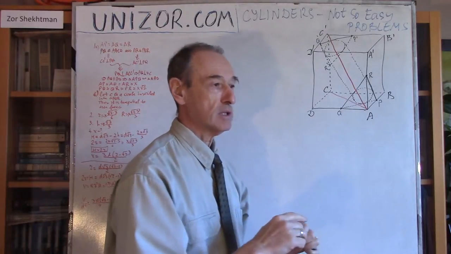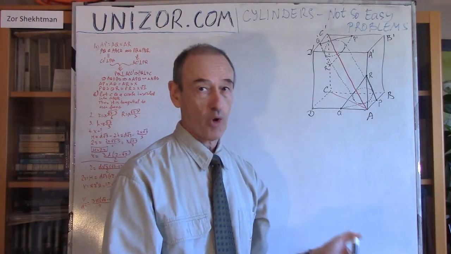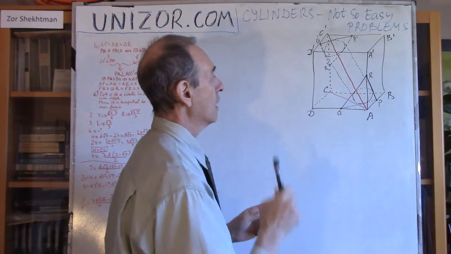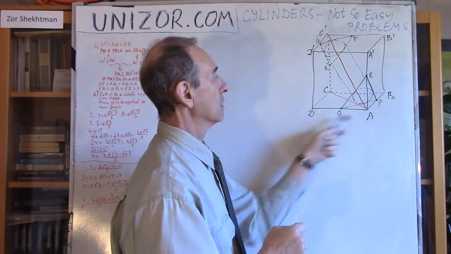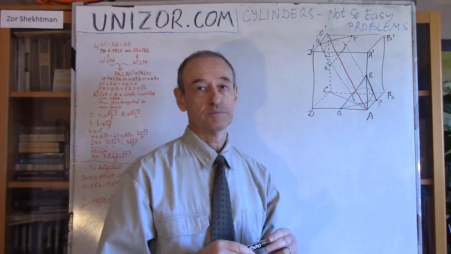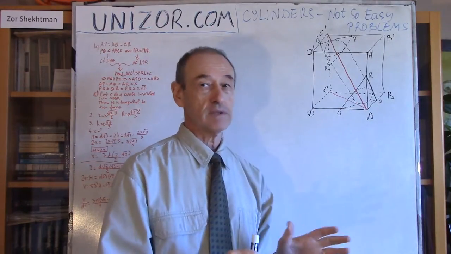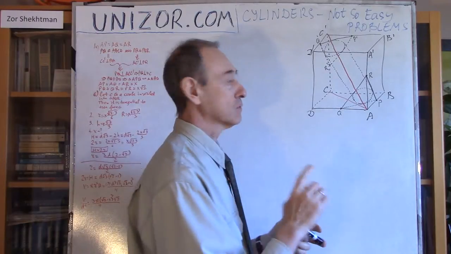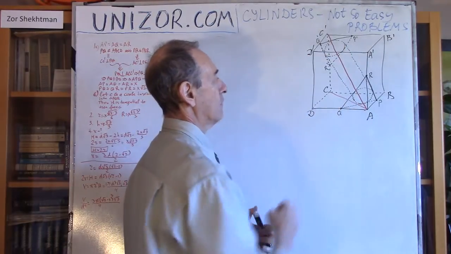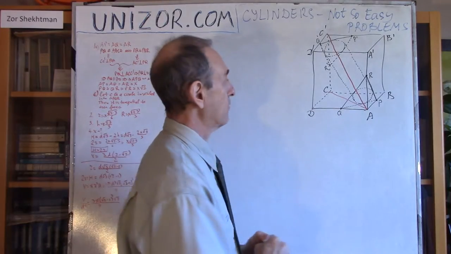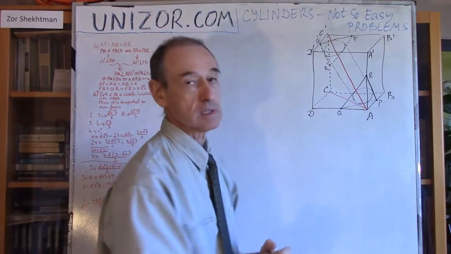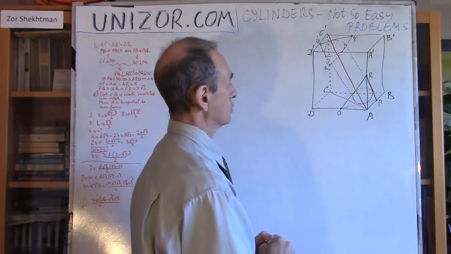Now, in this particular case, and that's the problem, you have to determine the ratio between the volume of the cylinder and the volume of the cube. There are no dimensions given at all, but we do have to determine this ratio using the information I have just provided about how this particular cylinder is inscribed into the cube.